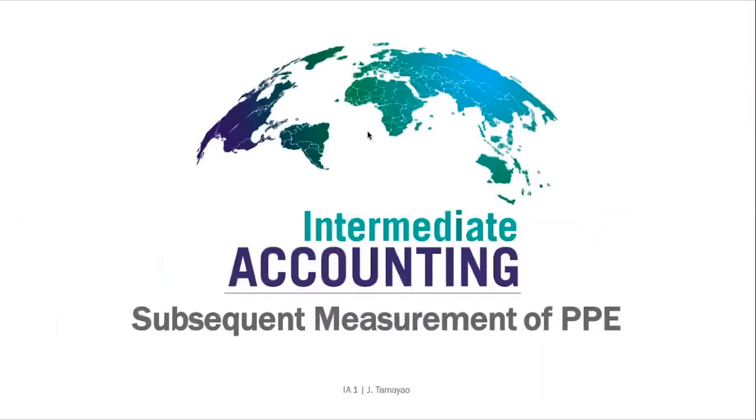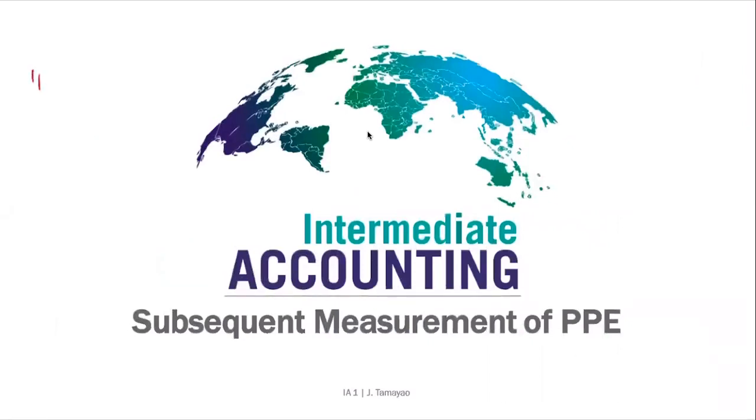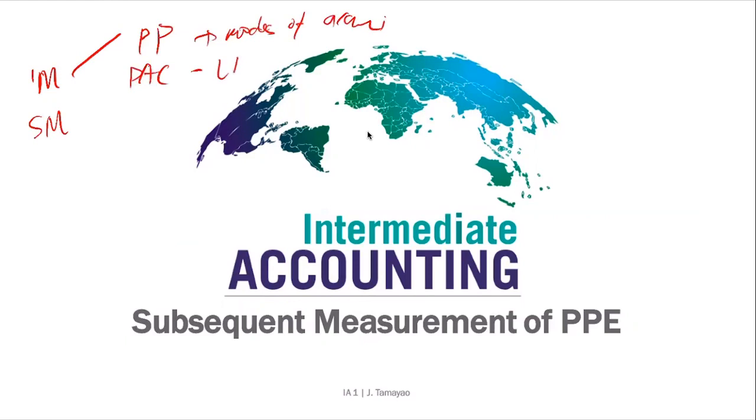We go now to your subsequent measurement. So we're done with your initial measurement. We go now with your subsequent measurement. What are the items that we discussed on your initial measurement? We particularly discussed your purchase price, on your modes of acquisition. We also discussed your directly attributable costs, especially with your land, building, and machinery. We discussed your restoration costs. And further, we also discussed your subsequent expenditures.